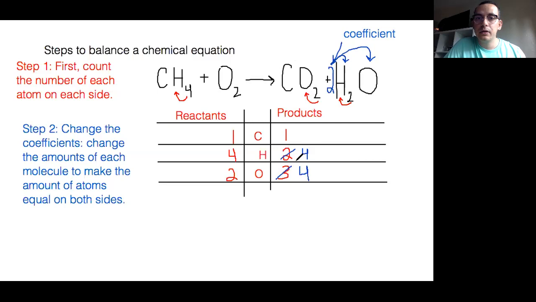And now, so carbons, we were good. Hydrogens, we're good now. Oxygens, now we need to take care of. What can we multiply times 2 to get it to equal 4? We would put a 2 as a coefficient here. So we want to multiply the amount of oxygens here. So now we've got 4. Do we have it balanced? Let's see. 1's on both sides, 4 on both sides, 4 on both sides. Yes. So we're good.